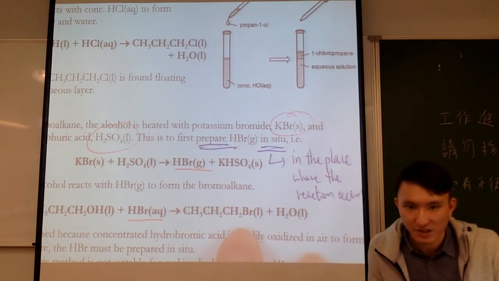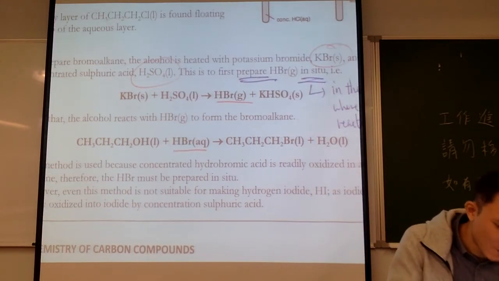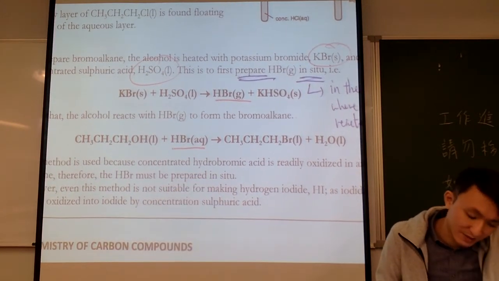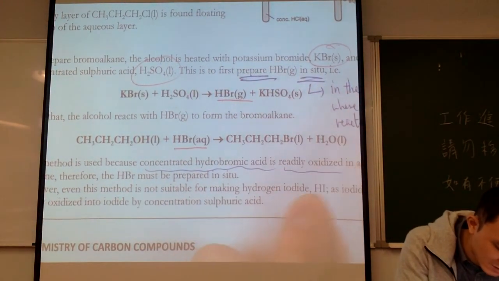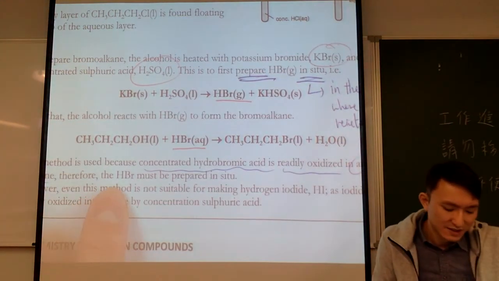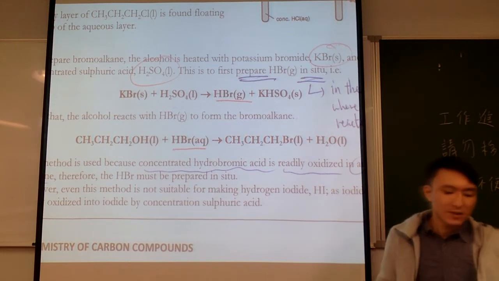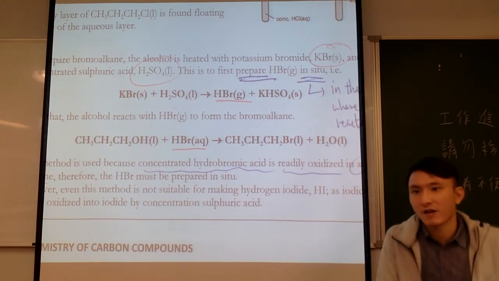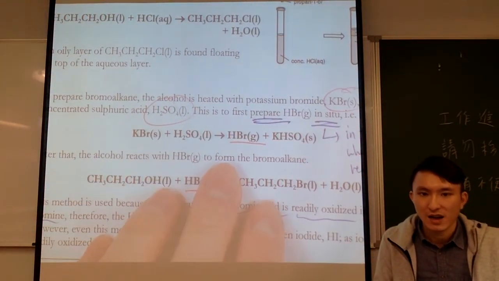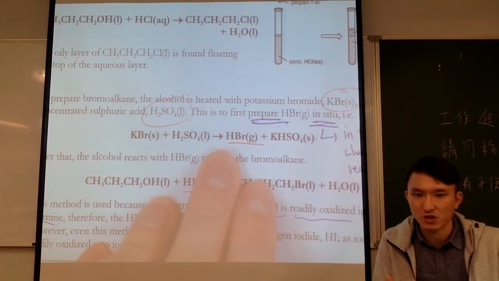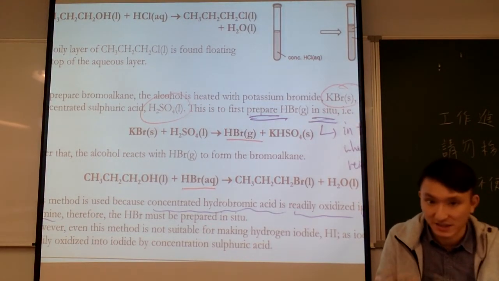Anyway, so once you form HBr, then HBr can immediately react with the alcohol and accomplish the substitution reaction. Okay. Now down here, there are some remarks saying why we have to do this. This is basically what I said. Conc. hydrobromic acid readily oxidizes in air to form bromine. Therefore, HBr must be prepared in situ. Okay. Now, so for chloroalkane, we use conc. hydrochloric acid. For bromoalkane, we will use this prepared in situ method using KBr and conc. sulfuric acid.